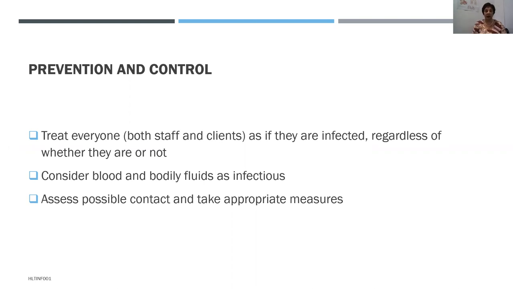You don't know what they have. Consider all blood and bodily fluids as infectious. So if you have a splatter in your face, you're busy working with somebody and you get urine in your eyes, report it. Report it with an incident form, because you could get a massive infection from it. You could get hepatitis B or hepatitis A from it. So just report it as infectious, get treatment.